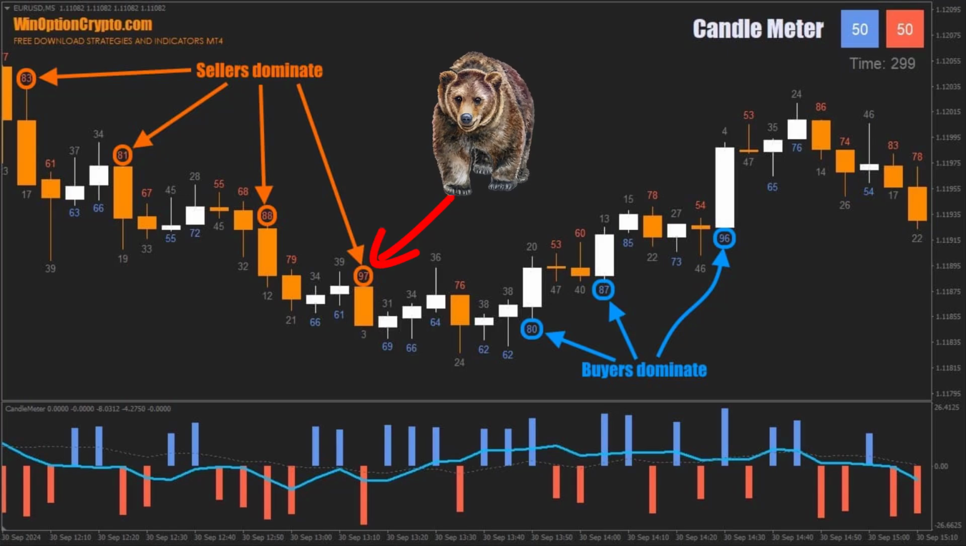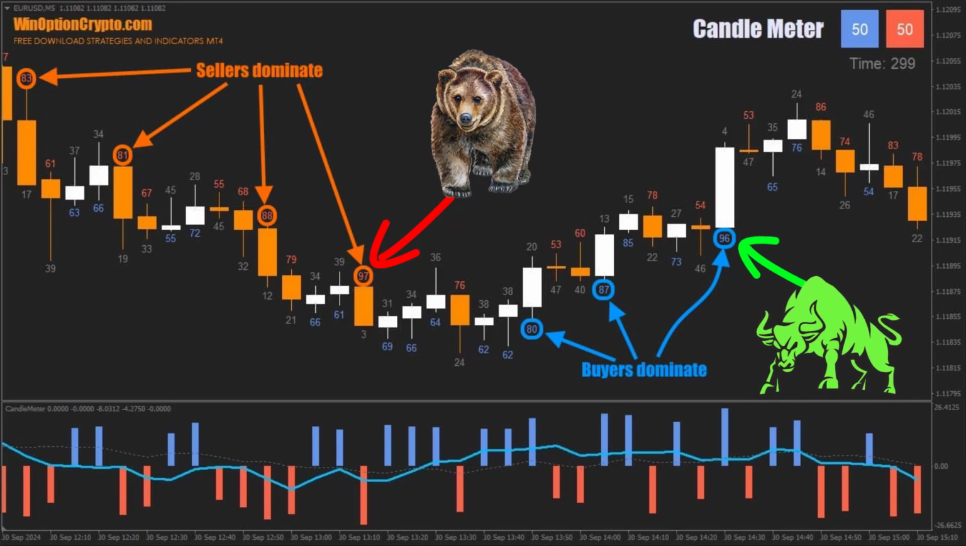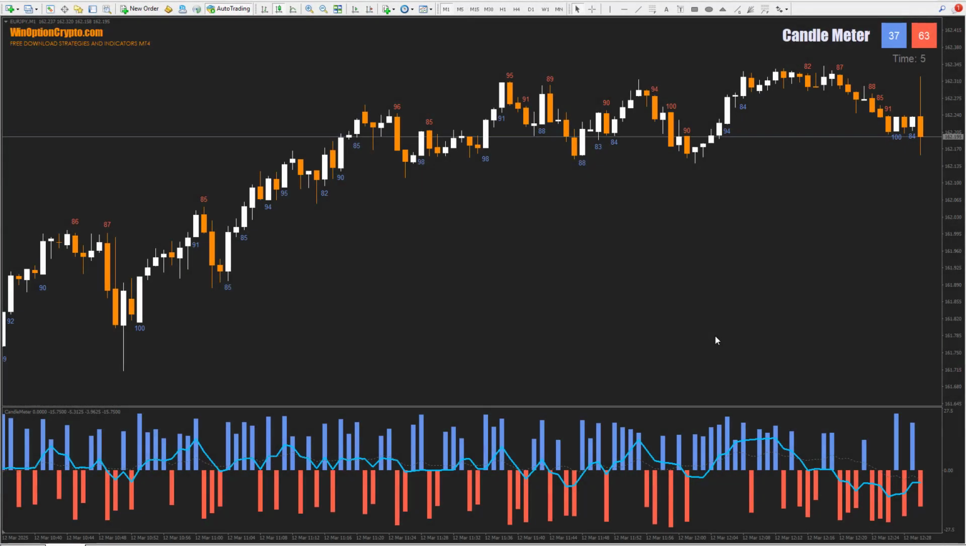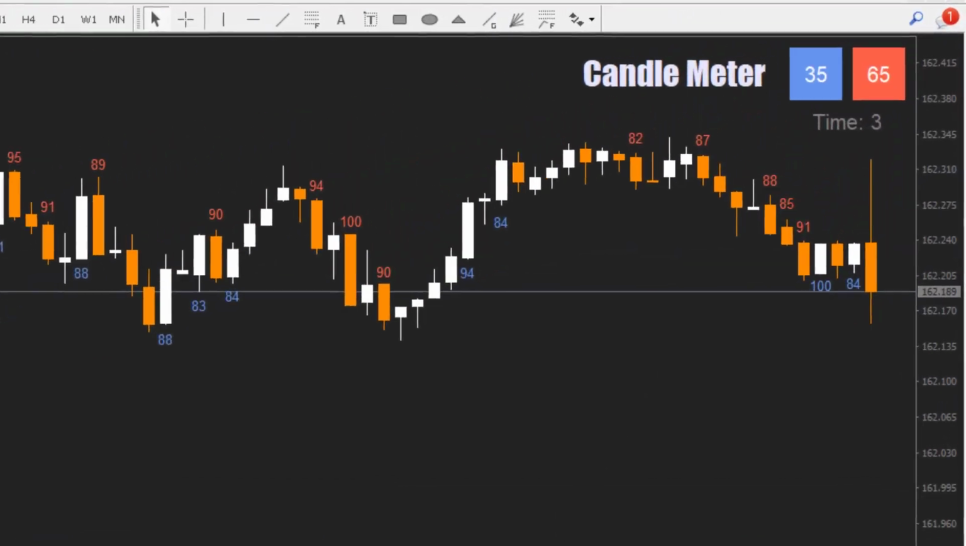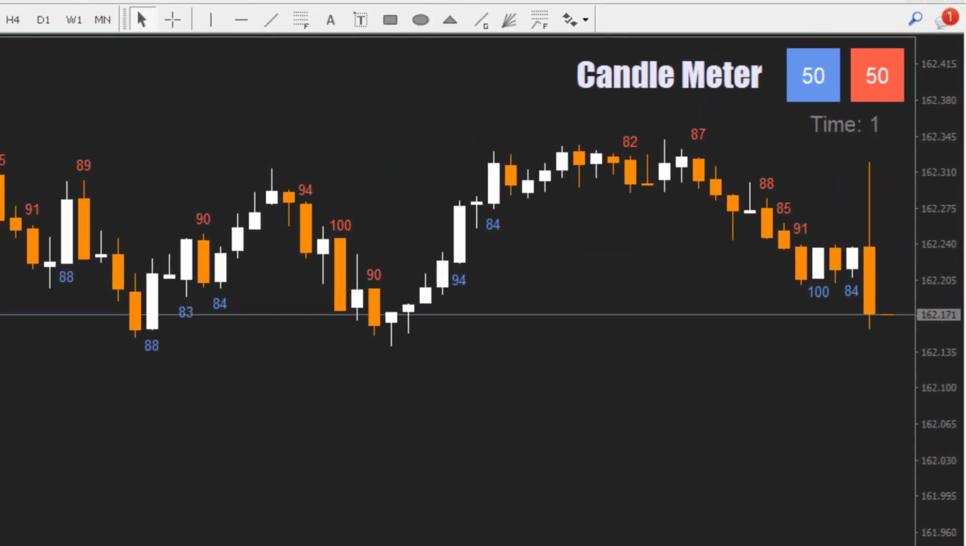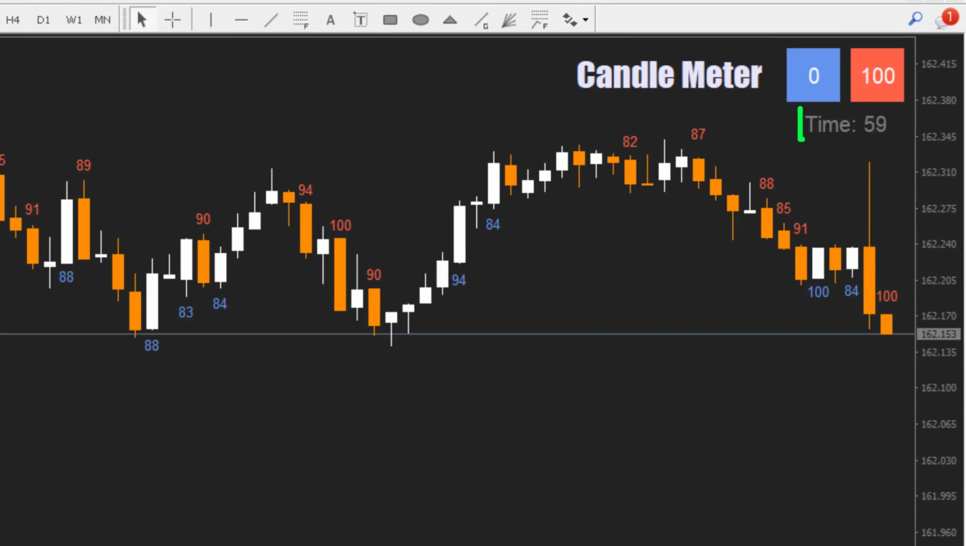If the number above the candle is above 80, the bears have won and prices will start to fall. If the value below the candle is above 80, the bulls are dominating the market and prices will most likely rise. Also, pay attention to the indicator in the upper right corner of the chart. It shows the struggle between buyers and sellers in real time, and just below it is a timer counting down the seconds until the current time frame closes.